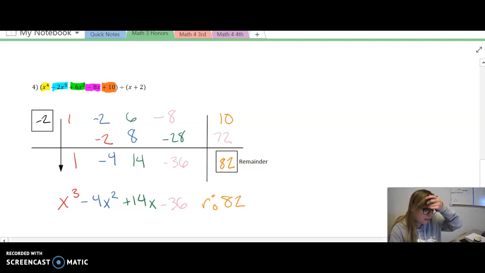And if you didn't get this answer, go back and check your work. Make sure your numbers match mine. And also make sure you're multiplying by that -2. Multiplying by that negative number can really mess things up. So really make sure you're keeping track of the signs that you should be using.